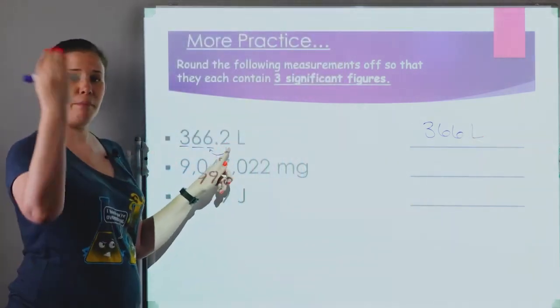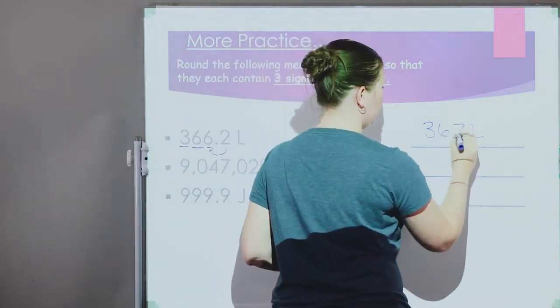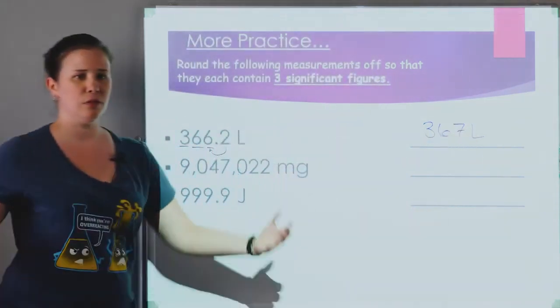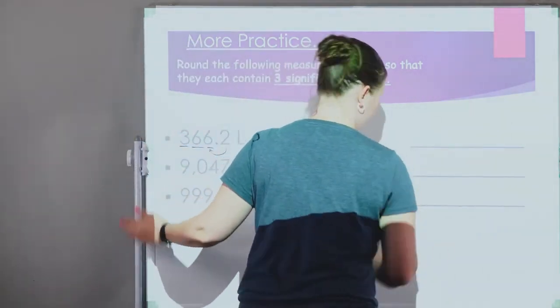If that 2 was above a 5, I would change that to 367 liters. So it's very similar to rounding that you've been doing already. You just have to know where you're rounding.